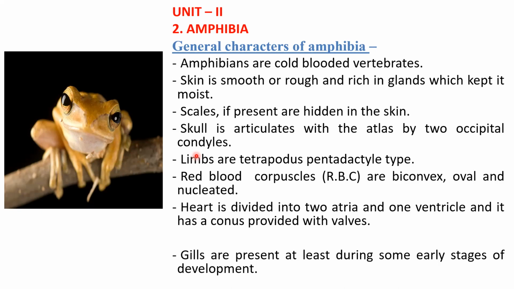Then the aortic arches are symmetrical. So in amphibians, the aortic arches arise from the heart, from the ventral aorta, and pass towards the brain. It means the oxygenated blood passes directly towards the brain of this animal. So the aortic arches are in a symmetrical position.